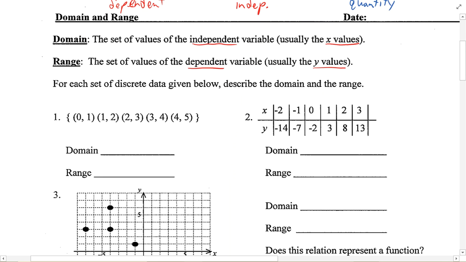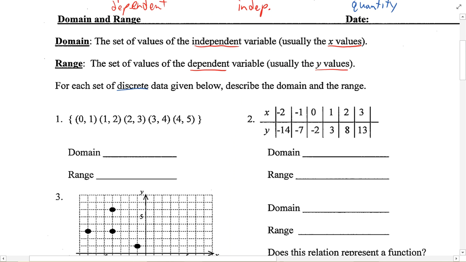So domain and range, to start with, it depends on whether you have discrete data or the other type, which is continuous. Continuous data you have to deal with differently. Continuous data you're going to use inequalities for. But we don't have inequalities right now because we have discrete data. For discrete data, you have to list point values.